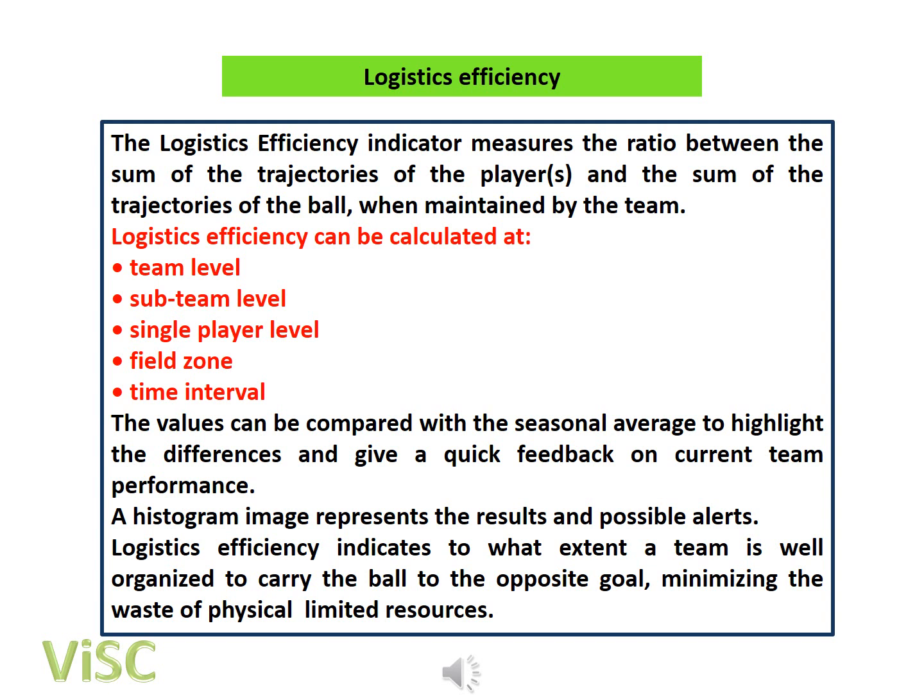A bar histogram image represents the result, and possible alerts are highlighted in red. Logistic efficiency indicates to what extent a team is well organized to carry the ball to the opposite goal, minimizing the waste of physical limited resources.